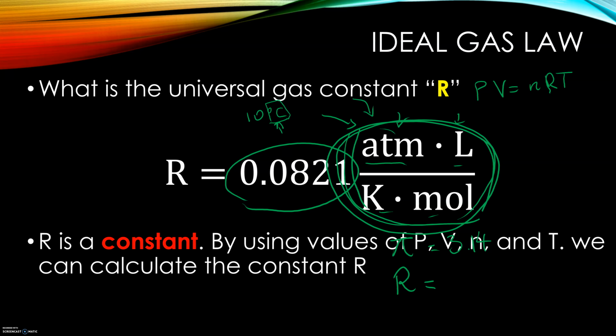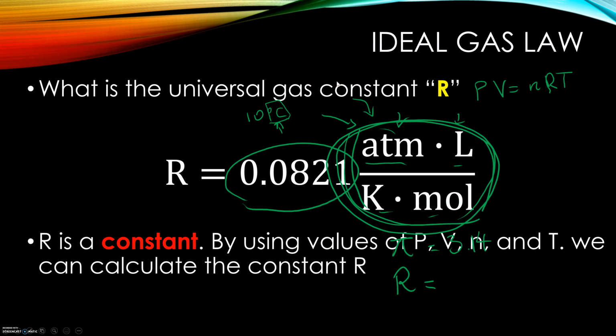So R is a constant using the P, V, N, and T values. We can actually calculate this using the standard conditions, and that will be for another lesson or another example that I'll show you in the future. However, using this, you can apply it to the ideal gas law and calculate it out.